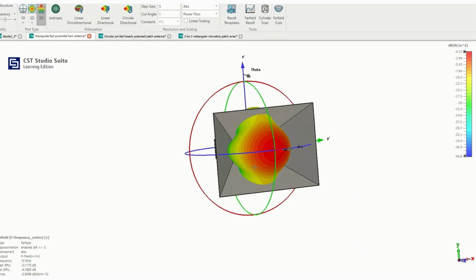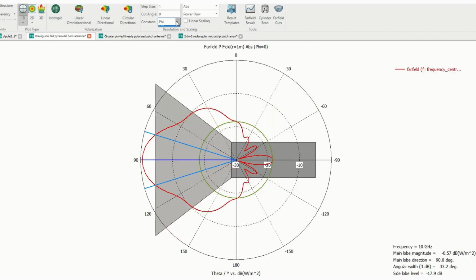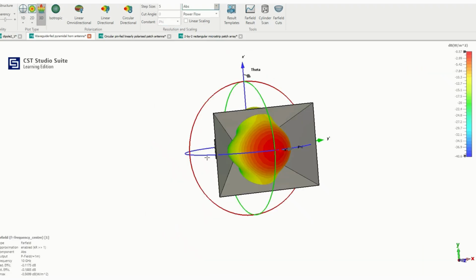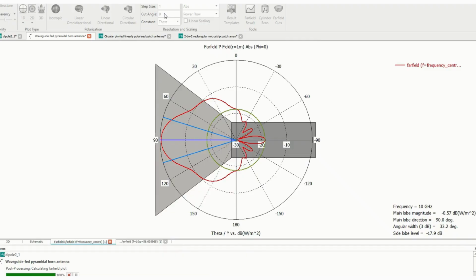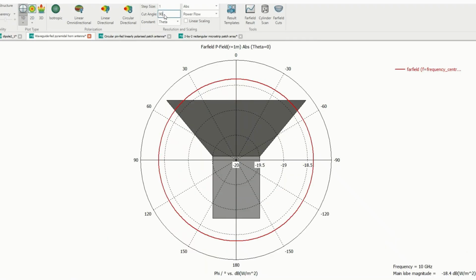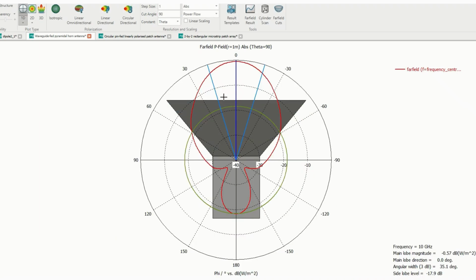So I'm going to show how it is. This is the 3D radiation pattern. If I have to get the vertical alignment, I have to cut along phi equal to 0. So I can go to the 1D, and for phi equal to 0, I'll be getting the pattern. And if I have to get the horizontal axis, I have to make theta equal to 90°. I can go to this one and make theta equal to 90°, so that will give me the horizontal pattern. This is how we are getting the horizontal and vertical pattern.